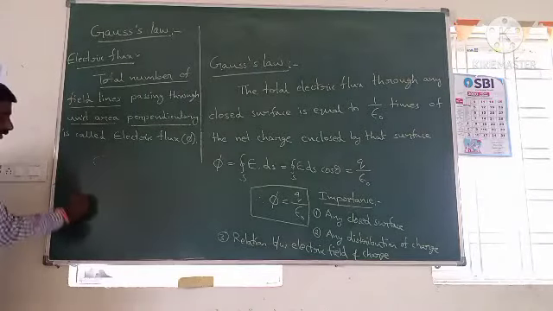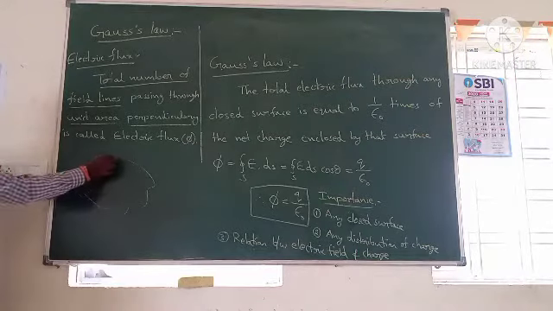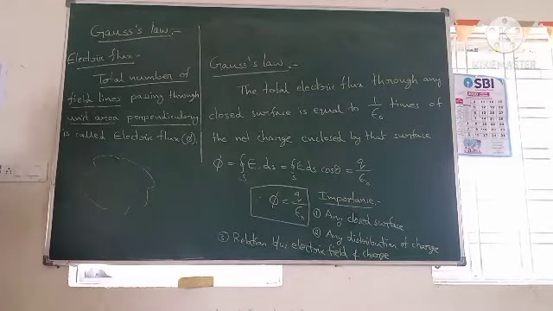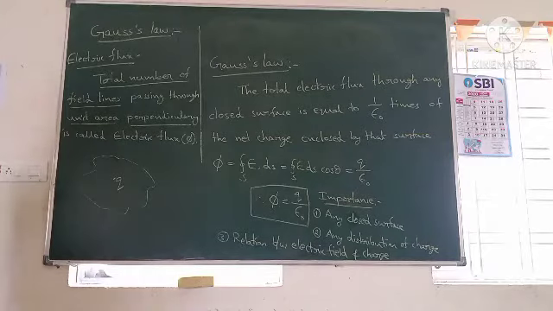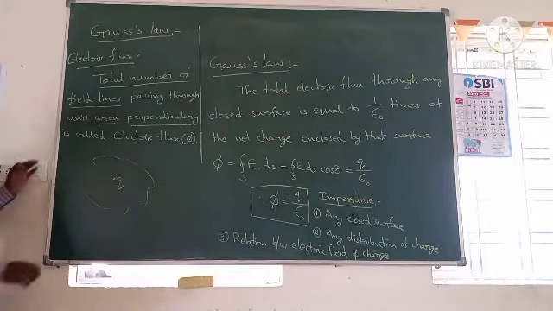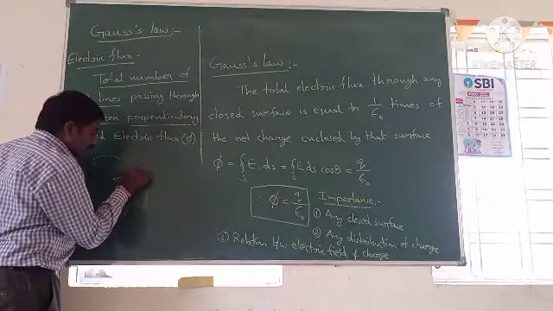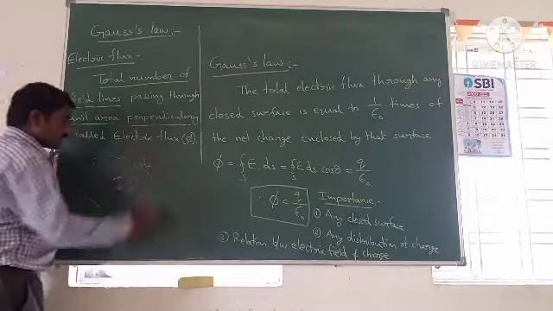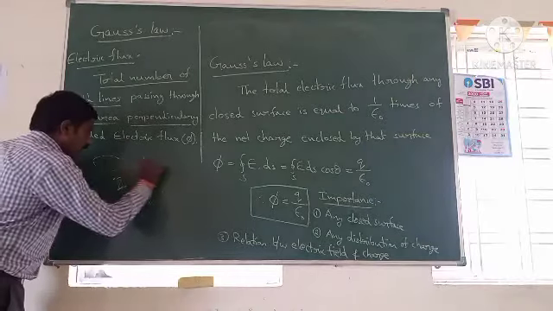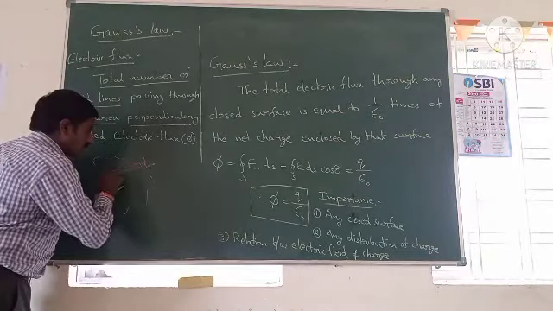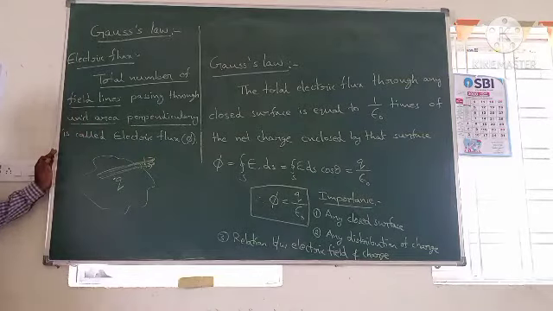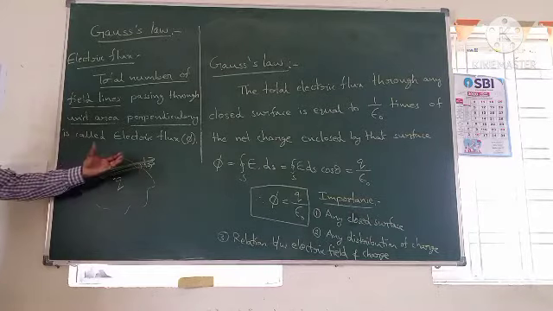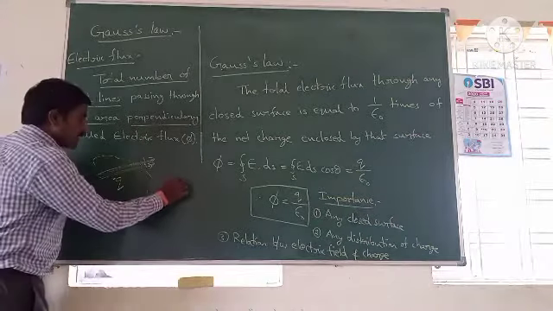That means, for example, here I have a closed surface, and some charge Q is enclosed by that closed surface. Now I am taking a unit area ds. The number of electric lines of force passing through this unit area perpendicularly is called electric flux.